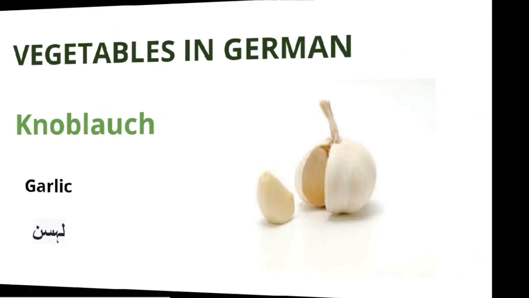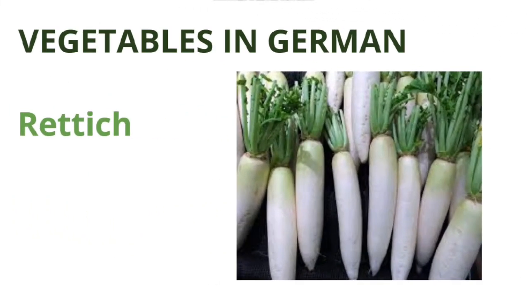Next vegetable that is mostly used in salad is Radieschen. Radieschen. R gives the sound of R in German language, that's why it gives the sound here. Radieschen, which means radish in English.